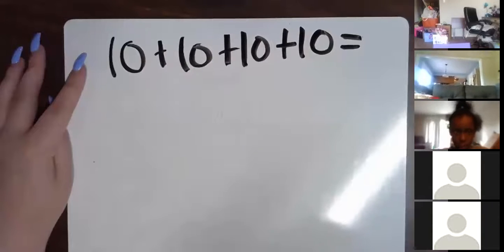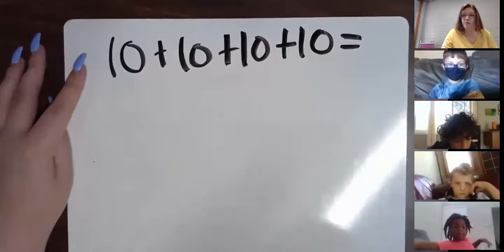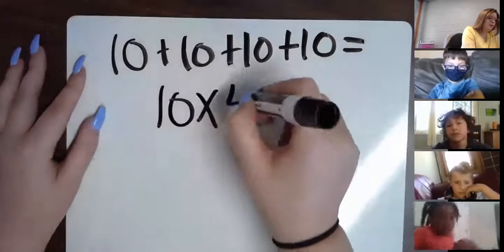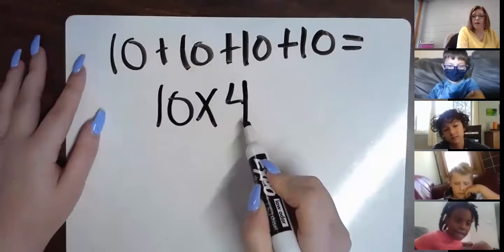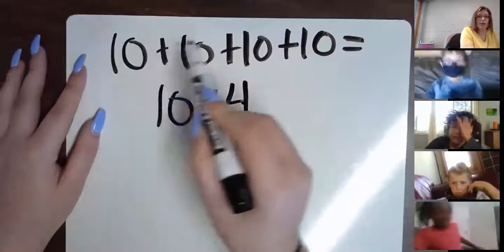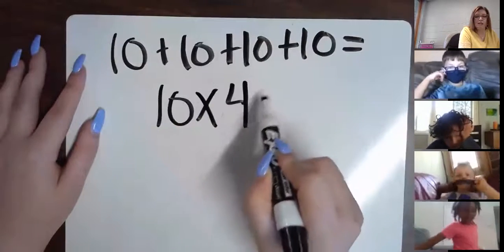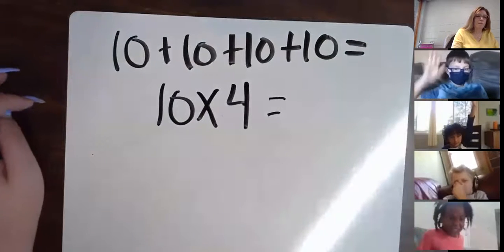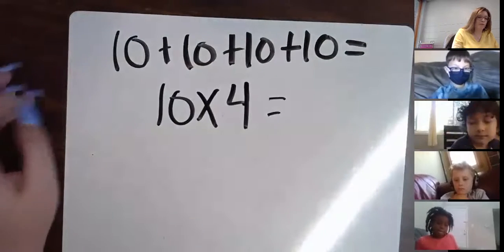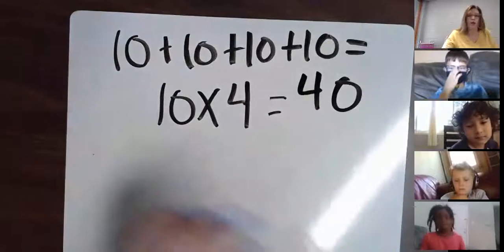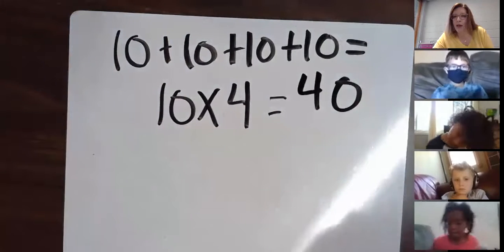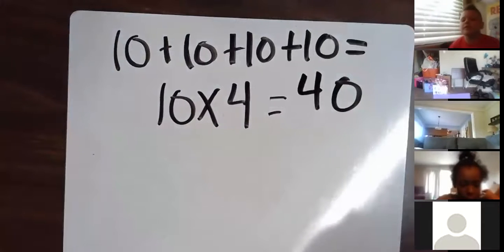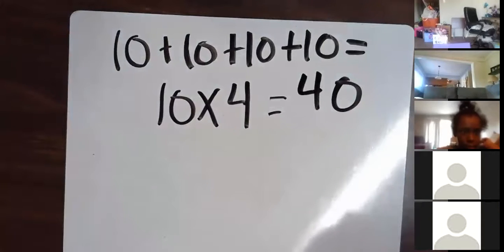Irisu, go ahead. 10 times 4. Now we have 10 times 4. I can double check that. I'm going to count to make sure I have 4 tens. 1, 2, 3, 4. I do, so I'm right. And then who knows the answer? What is 10 times 4? Gabe? 40. 40. All right, does anyone have any questions on how we got 10 times 4 from 10 plus 10 plus 10 plus 10? Okay, I don't see any hands.